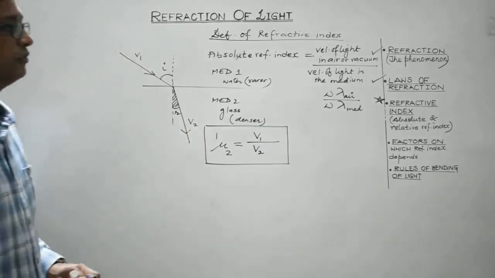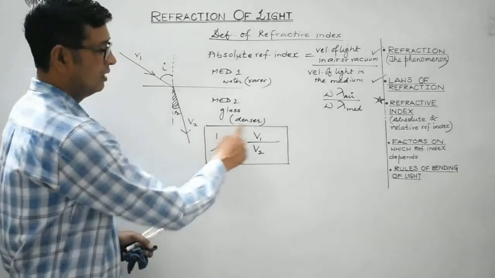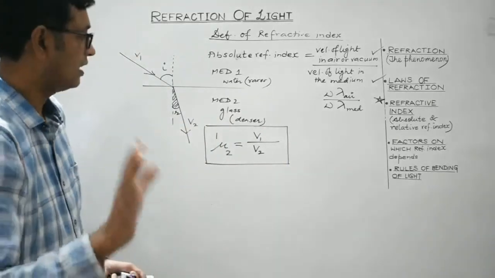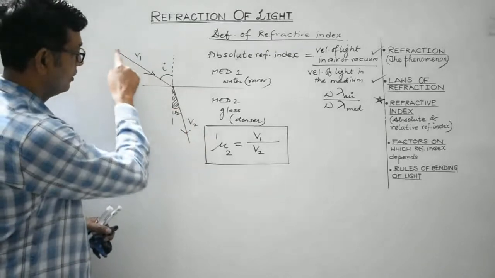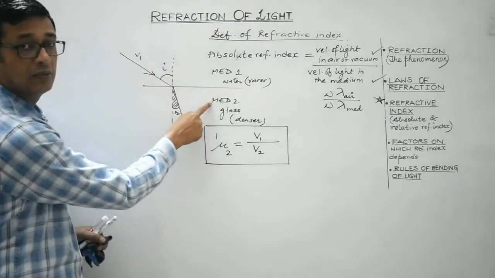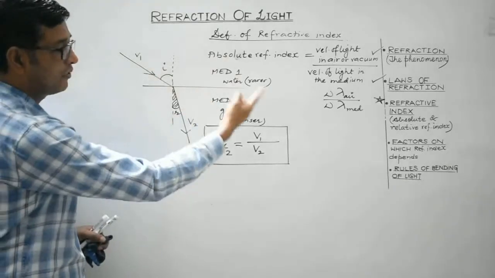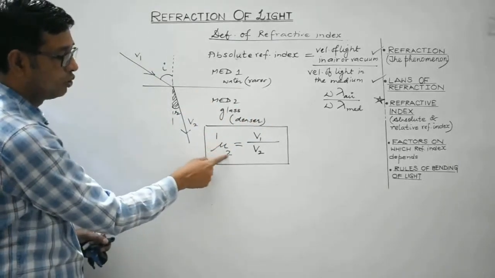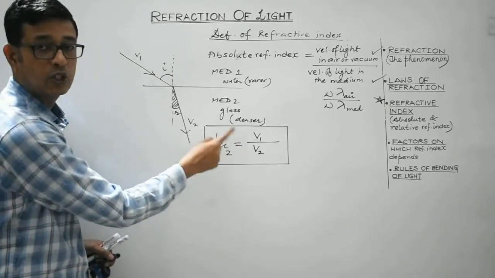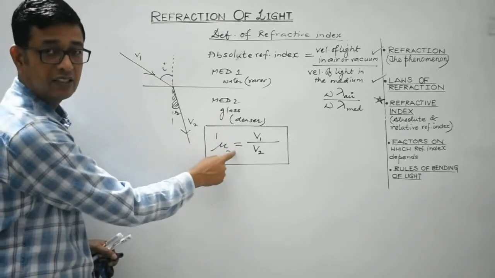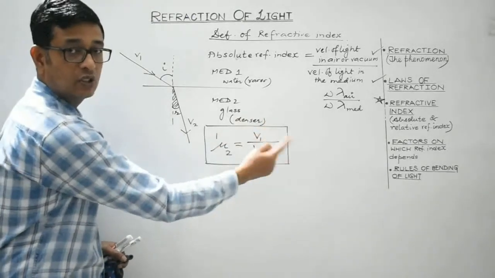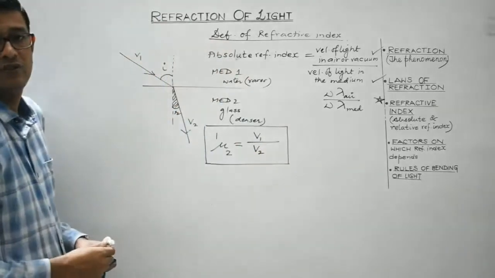So in terms of the relative refractive index, it is written as V1 by V2, right? So again I repeat, suppose light is traveling from medium 1 to medium 2 and angle of refraction lies in medium 2. Then the relative refractive index is written as mu21, which is read as refractive index of medium 2 with respect to medium 1. It will be defined as the ratio of the speed of light in medium 1 to the speed of light in medium 2.